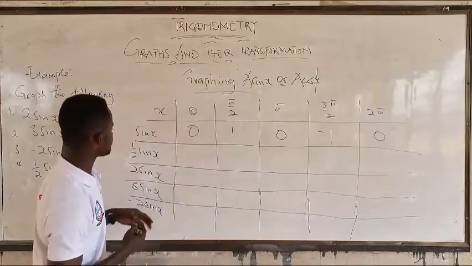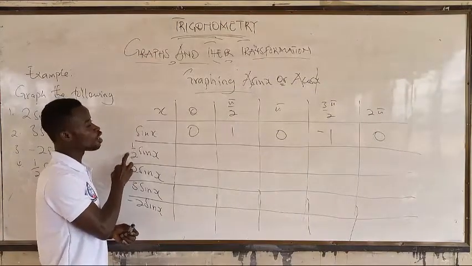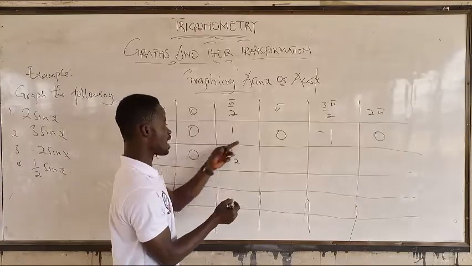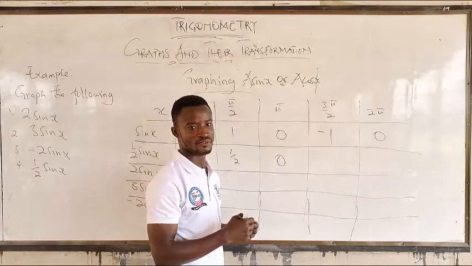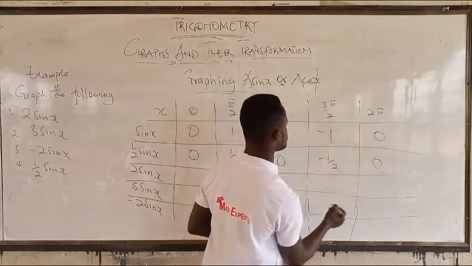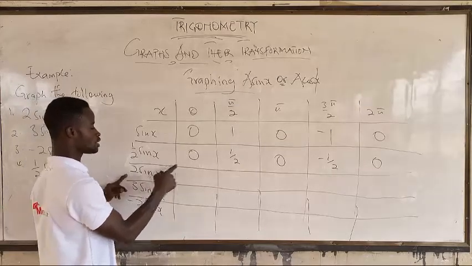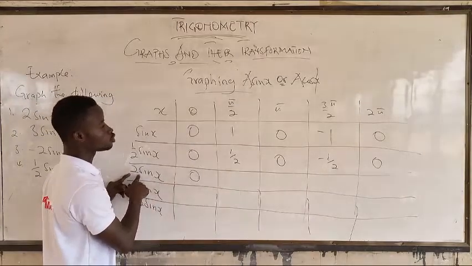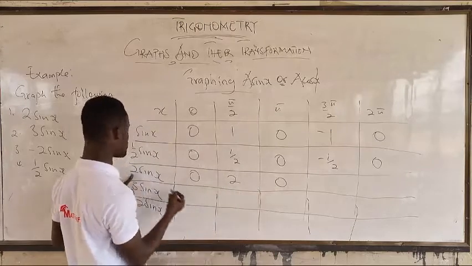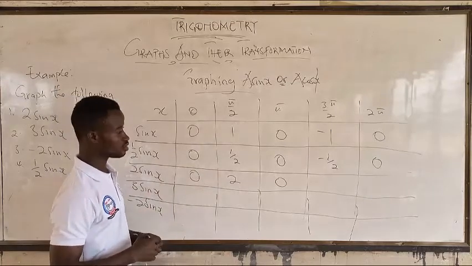Very good. So since we have the output for the sine, when you multiply half by 0, you get 0. Half by 1, you get half. Half by 0, you get 0. Can you see that? Very good. Then half by negative 1, you get negative half. Half by 0, you get 0. Look at something beautiful that we are going to get. 2 times 0, you get 0. 2 times 1, you get 2. 2 times 0, you get 0. You can put in your calculator 2 sine pi on 2, you get 2. It's the same thing.